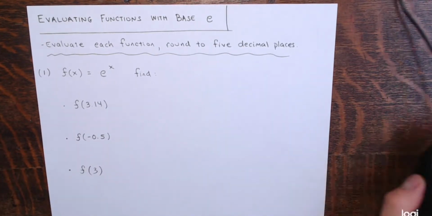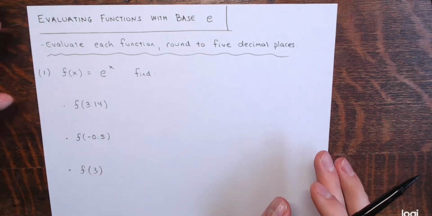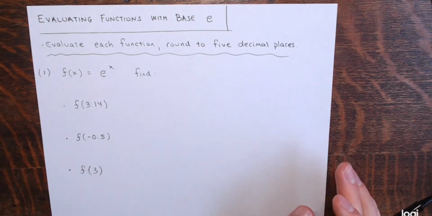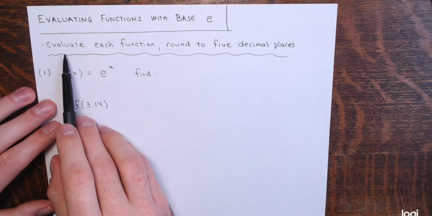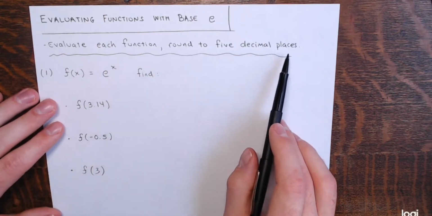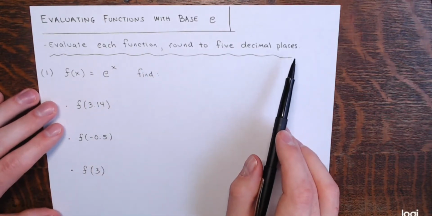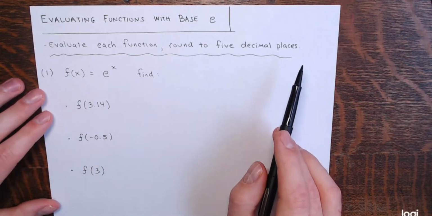This is no more difficult than evaluating other functions. You plug in an input and get an output. We're asked in all these to evaluate each function, round to 5 decimal places, so that's the nearest 100,000th. So let's take a look at this.